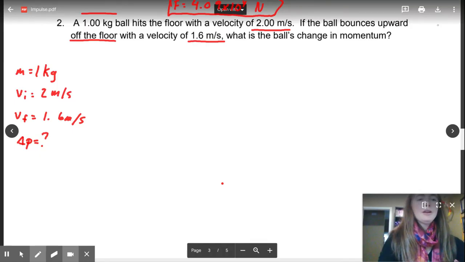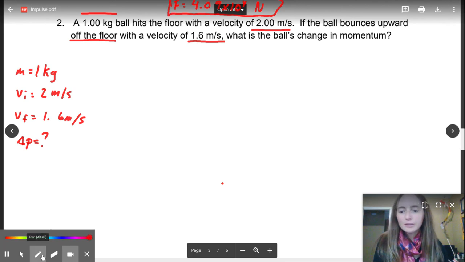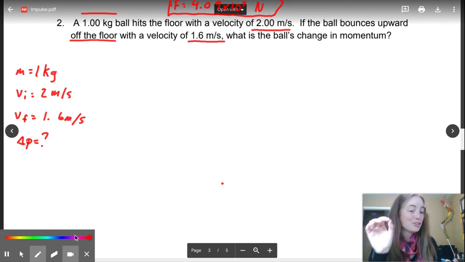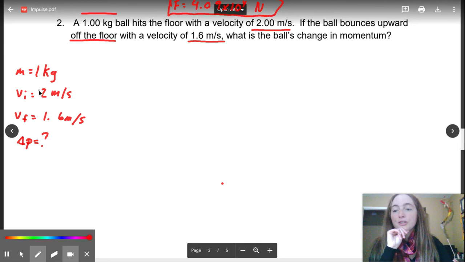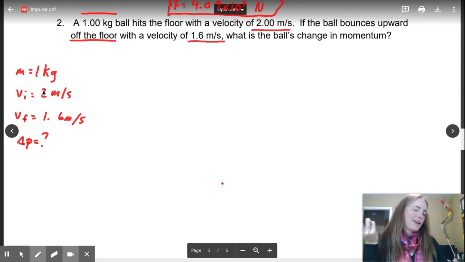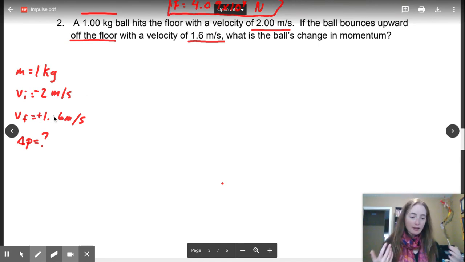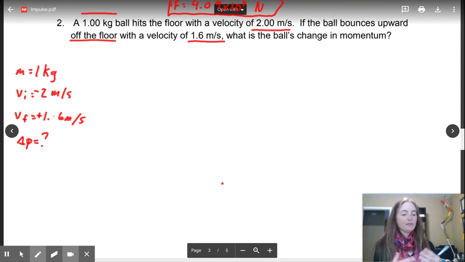So we now need to put some direction on here. Now that direction piece is super important. So once again, it doesn't matter which one you make positive and which one you make negative, as long as you're consistent and know what your positives and negatives mean. I am going, for the sake of this question, to choose to make down negative. I am going to choose to make up positive. If you want to go the other way and make down positive and up negative, you're welcome to.